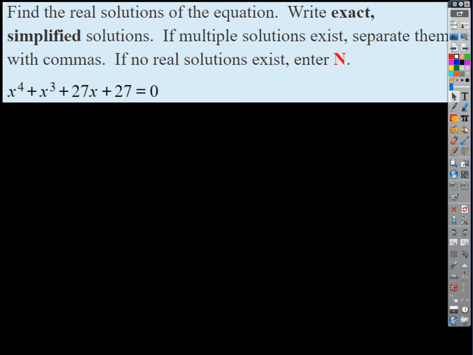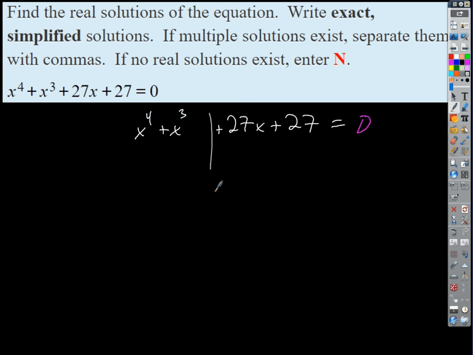Okay, so what about this guy here? Now this time, notice that they're only asking for real solutions, so that might make things easier. How many terms in the polynomial, Sean? 4. Good. I get x to the 4th plus x cubed plus 27x plus 27, and it's all equal to 0. But I've got to break this apart into factors, so I've got 2 groups of 2, all right?